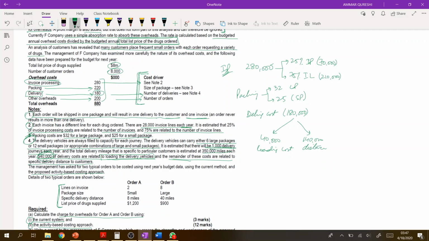Obviously, if you are placing an order, then you will just raise one invoice for the whole order, right? An order never results in more than one delivery. Okay, so it's a very simple requirement and very simple detail. Now, invoice processing cost is 2,80,000. Let's try to calculate the overhead recovery rate here.